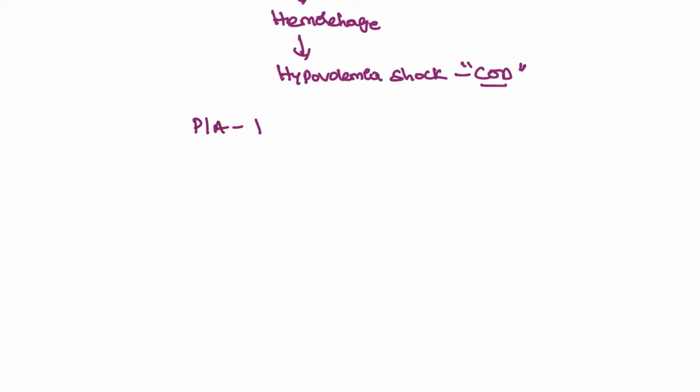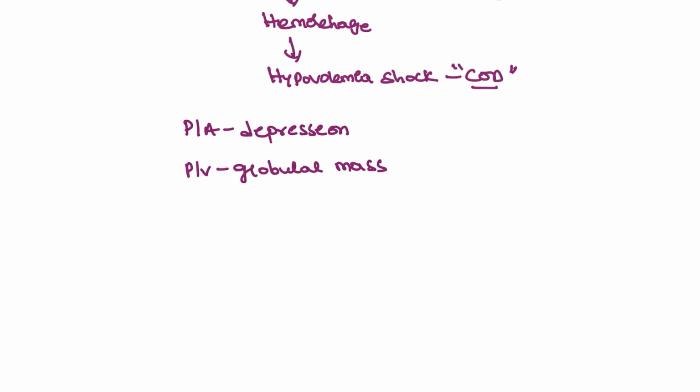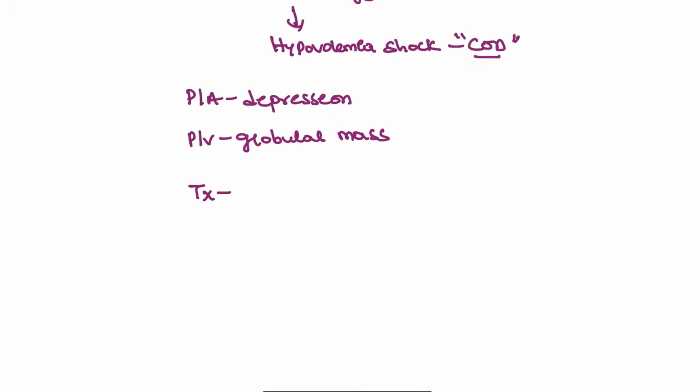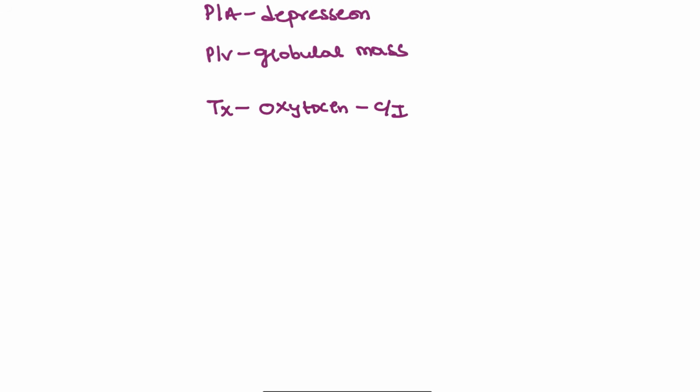Per abdomen, there is a depression because the uterus has come out at the suprapubic position. And per vaginal, you are going to see a globular mass, like this. The treatment for this patient: oxytocin should not be given. Oxytocin is contraindicated because it can increase the tone and more bleeding can happen. So oxytocin has to be stopped for this patient.